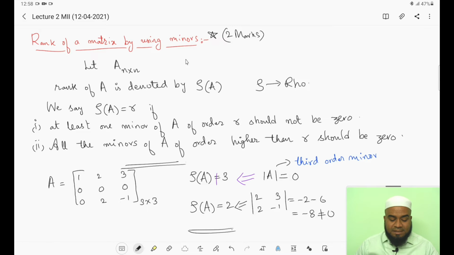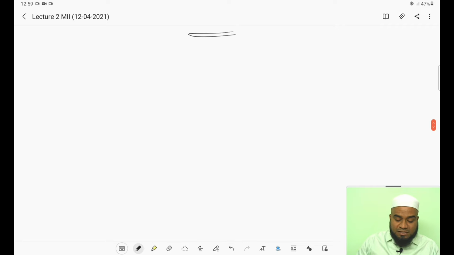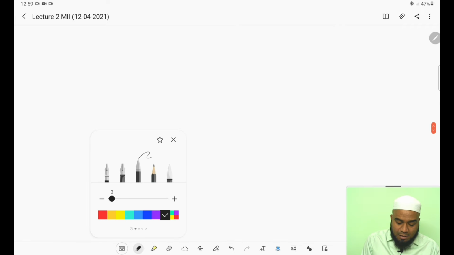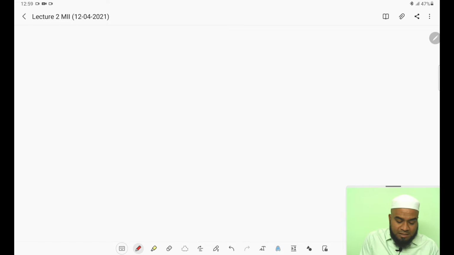So for this definition, we actually have two definitions for the rank of a matrix. First, the rank of a matrix by using minors. Next we will see the rank of a matrix by using echelon form. Because we are discussing rank by using minors, let us see which type of questions will be asked from this. Generally, one matrix will be given, its rank will be given, and one value will not be given. These kinds of questions will be asked in the examination from this topic. So let us see one question from this.